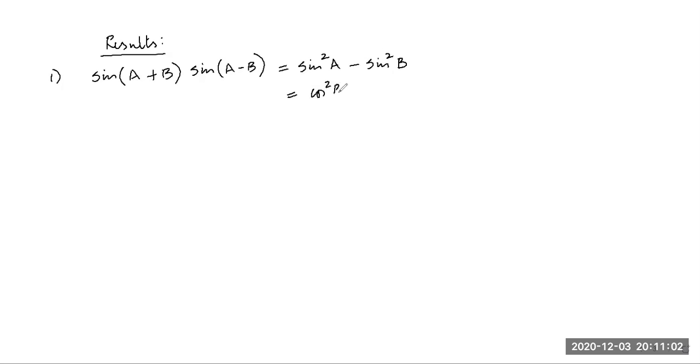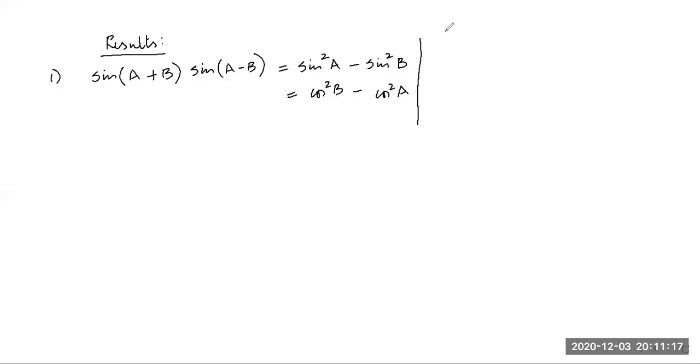Yes, the first result: sine of A plus B into sine of A minus B is equal to sine square A minus sine square B, and that is equal to cos square B minus cos square A. Well, we can derive this formula also, but need not. You should try to derive it yourself, but we can prove it.